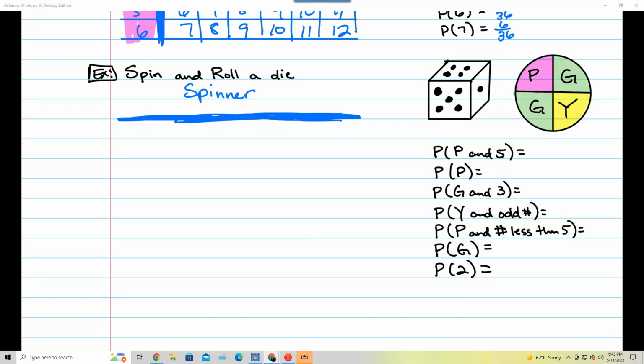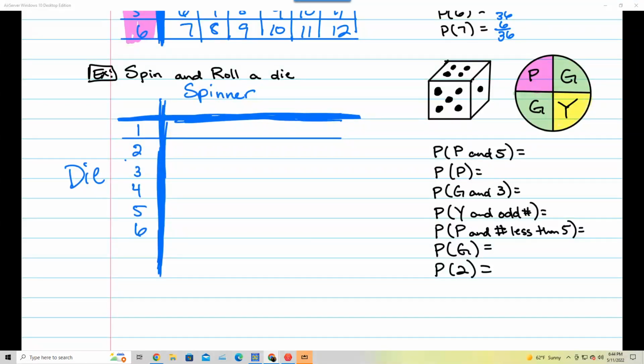Well, I'm going to hold off on the spinner for right now. And then the other side, I'm going to say that this is coming from my die. All right, so the die is definitely really easy. What could happen on my die? Well, on the die, I can roll a 1, a 2, a 3, a 4, a 5, or a 6. I'm going to go ahead and write that down right now.